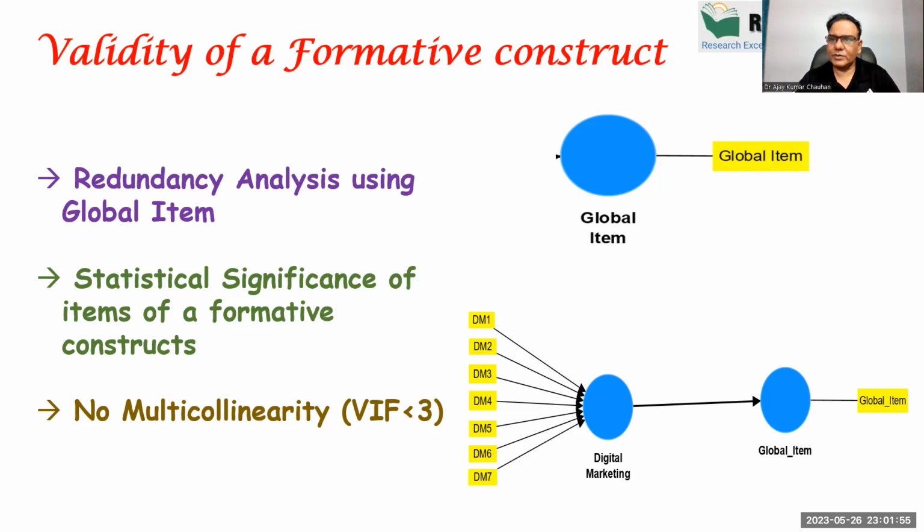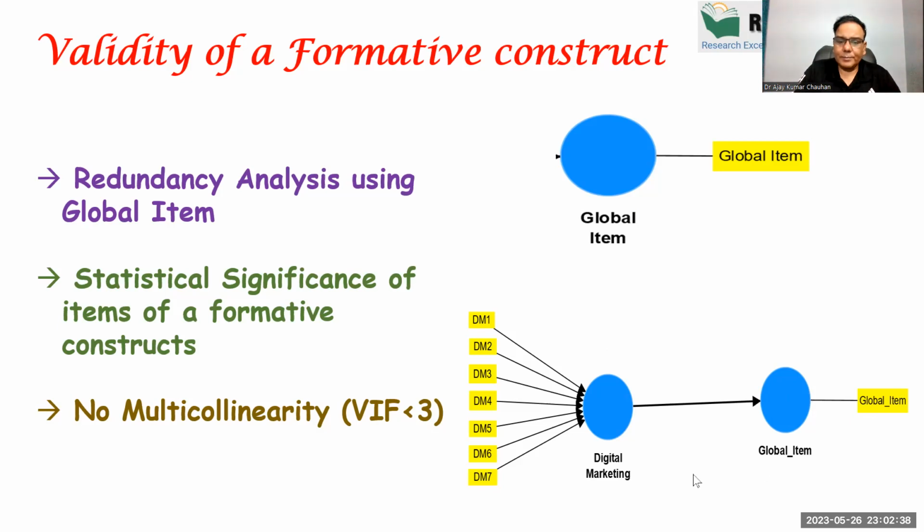In this example, digital marketing is a formative construct. So we can add a global statement that my firm uses digital marketing tools frequently. And the person may agree or disagree with that. So global item is a single item that measures the construct overall. So first of all, you need to add a global item in the questionnaire. So this is a must. And after collecting the data, you have to develop a model like this, as you've seen in the slide, where the formative construct is causing the global item.